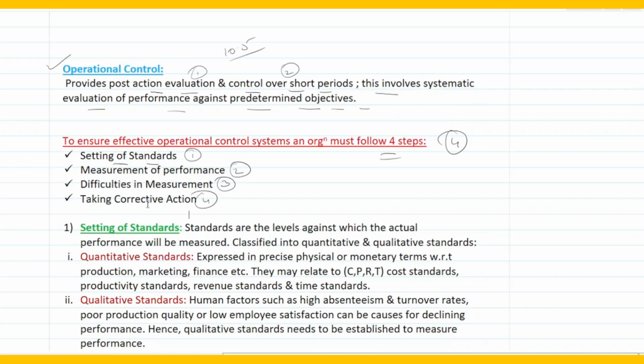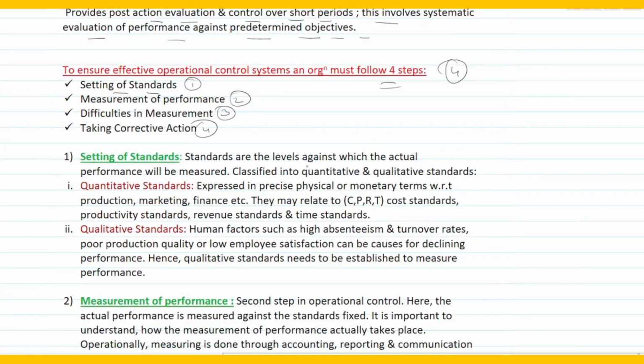So starting with the setting of standards, what does it talk about? It says that standards are the levels against which the actual performance will be measured. That's a general definition. What do you mean by standards? Standards basically are the levels or they are the benchmarks against which the actual performance will be measured. Now classified into 2 categories. One is quantitative and the qualitative standards. So when I talk about standards, there are basically two types of standards. One is the quantitative standards and second is qualitative standards.